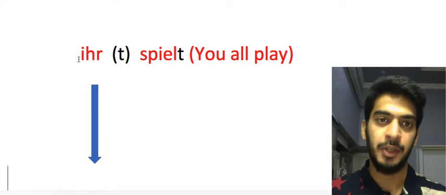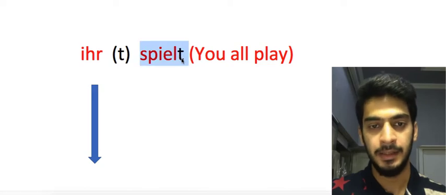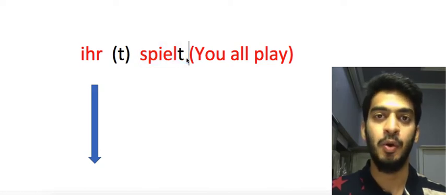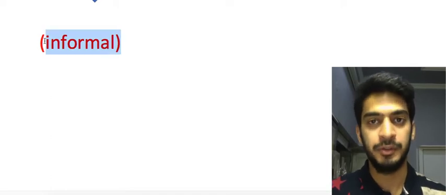Now we have the last pronoun ihr, which has the ending t, verb stem spiel and the ending t. So ihr spielt, you all play. The pronoun ihr is always used for informal structures.